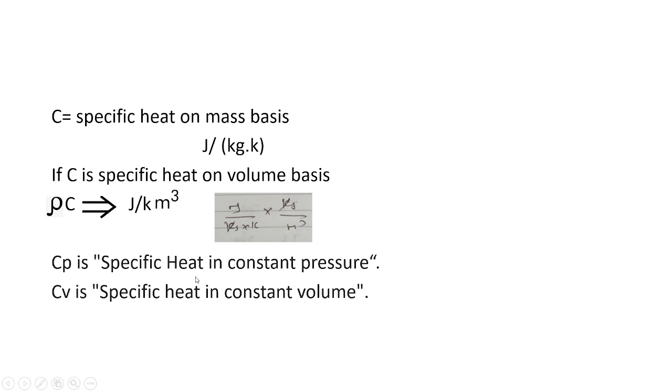So we have two types of specific heat. In the case of constant pressure, it is denoted as Cp. In the case of constant volume, it is denoted as Cv.